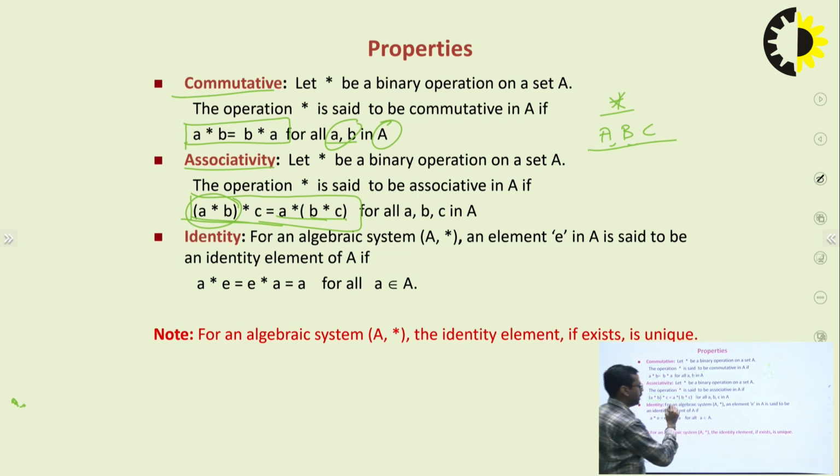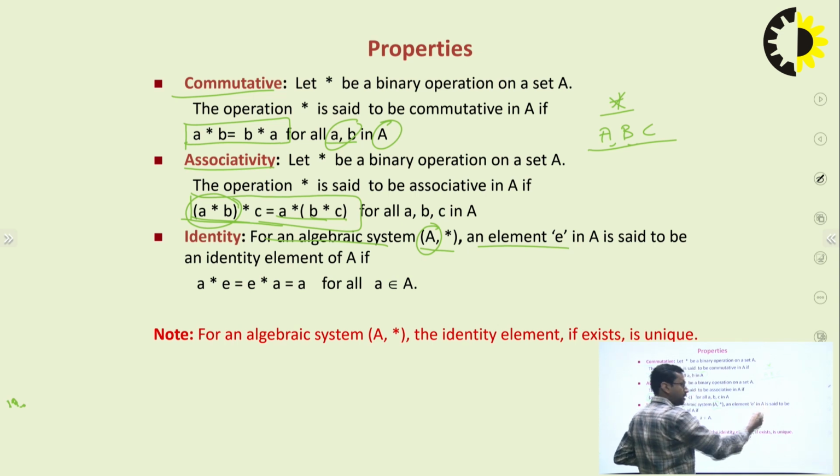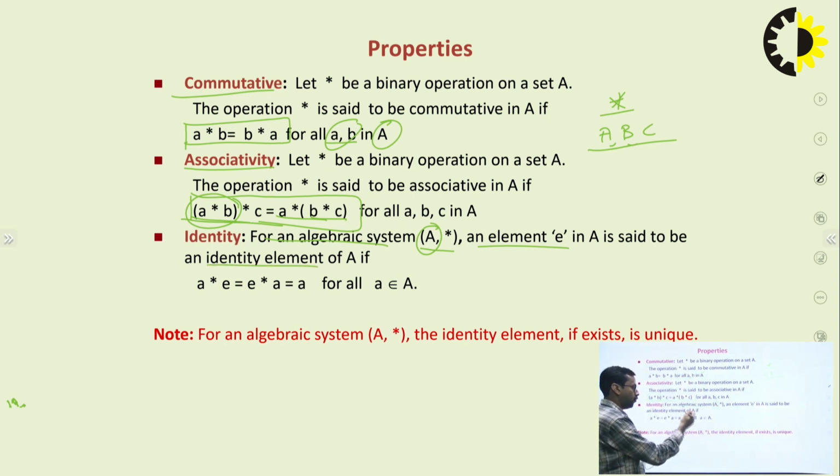For example, for an algebraic system (A, *), here A is a set of elements and * is the operation. An element E in A is said to be an identity element of A if A * E equals E * A equals A. That means the value of the element will not be changed after the operation is performed with it. Such an element is called the identity element, and it is also present in the set of elements.